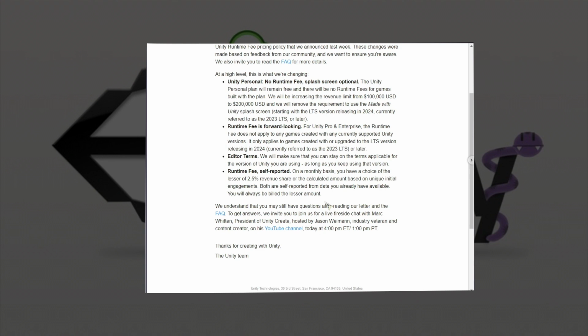So I think we need to give them something back. They wanted some money because they needed to have some revenue. I think that's why they changed the policy in the first place.